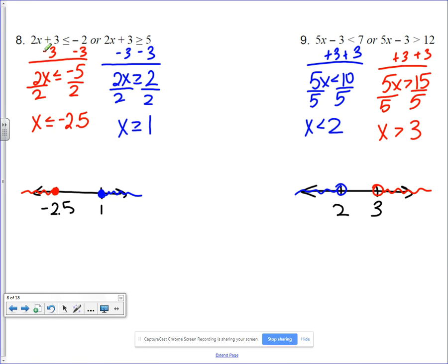As long as you can get the shading right, it's not too bad. You also have to remember, if you divide by a negative, you got to flip it. If the variable's on the wrong side, you got to flip it. Like up and down. Like looking up and down.